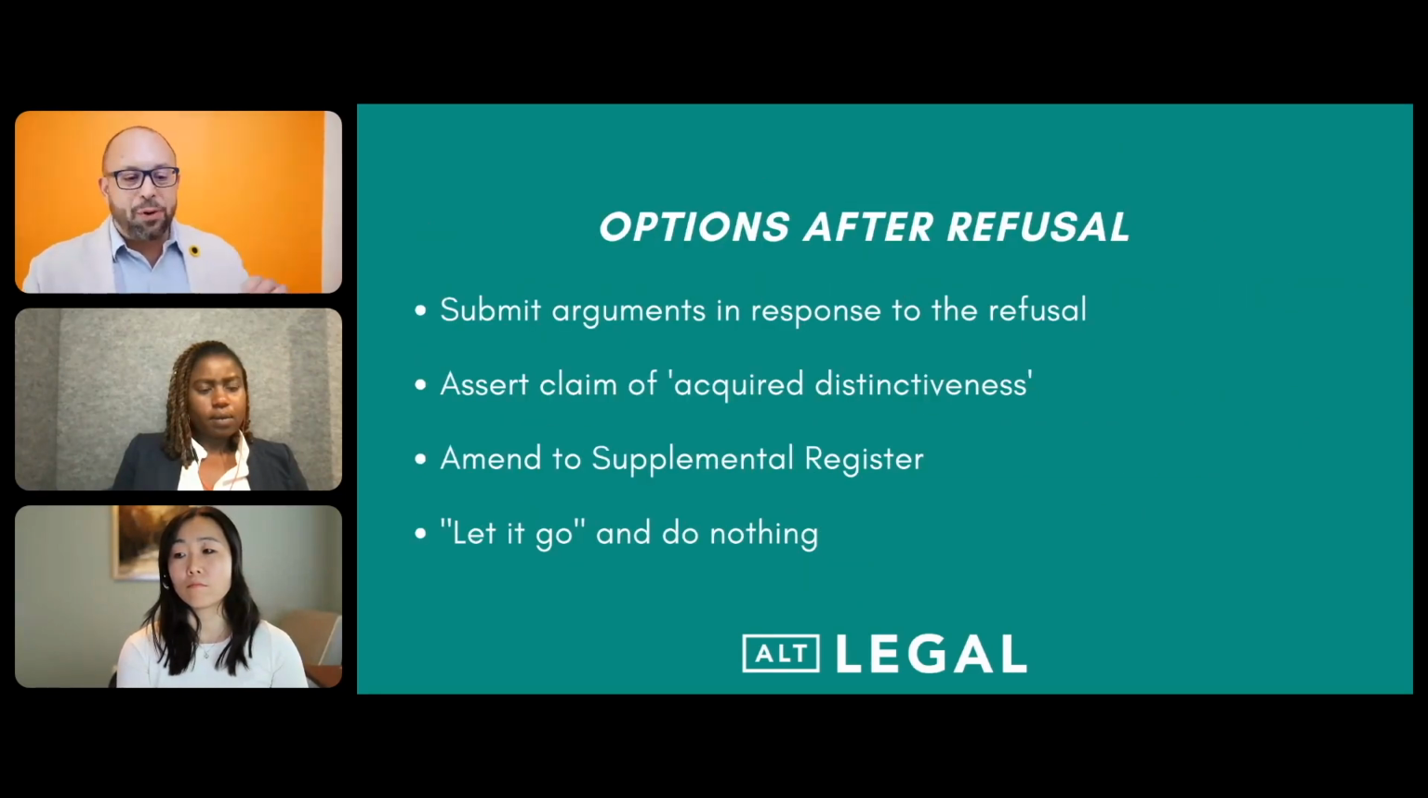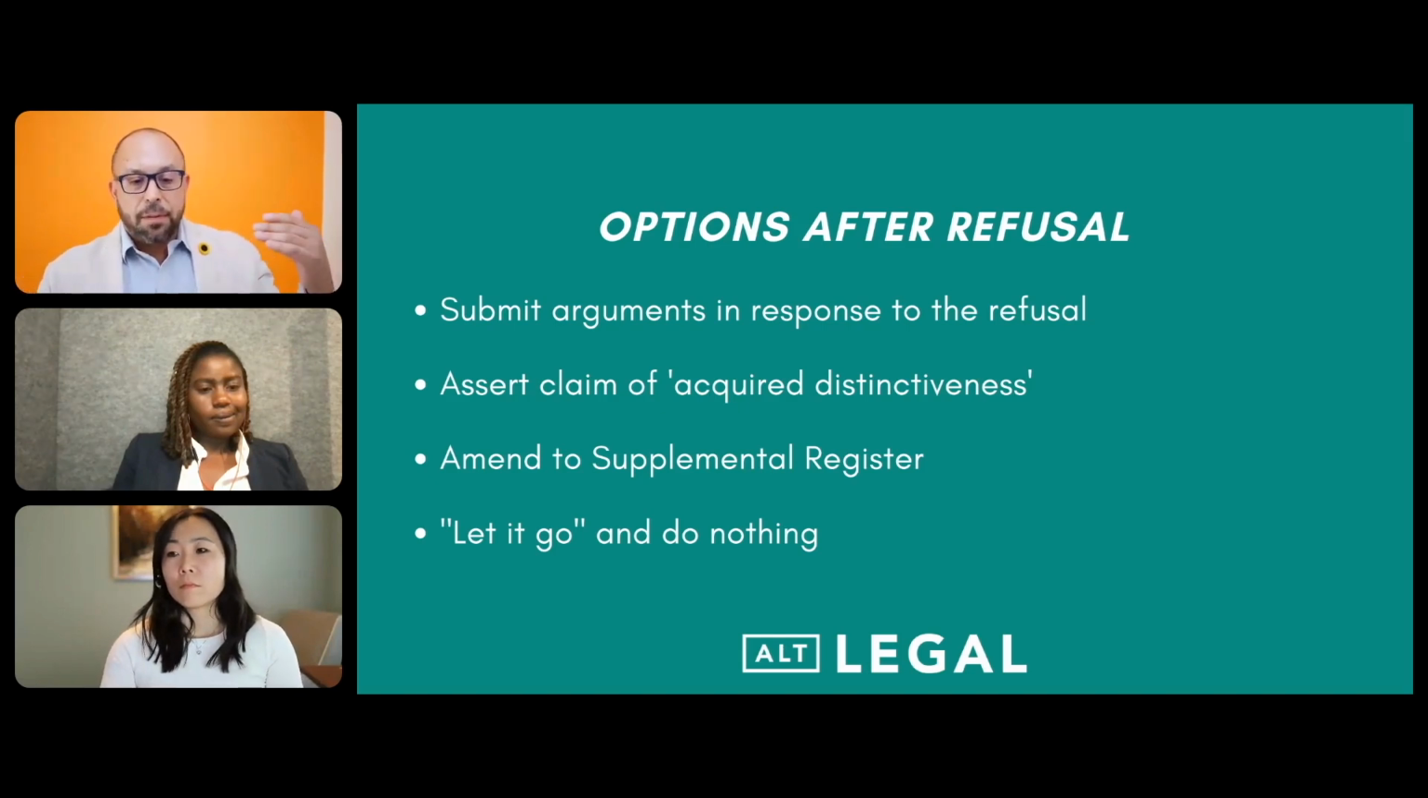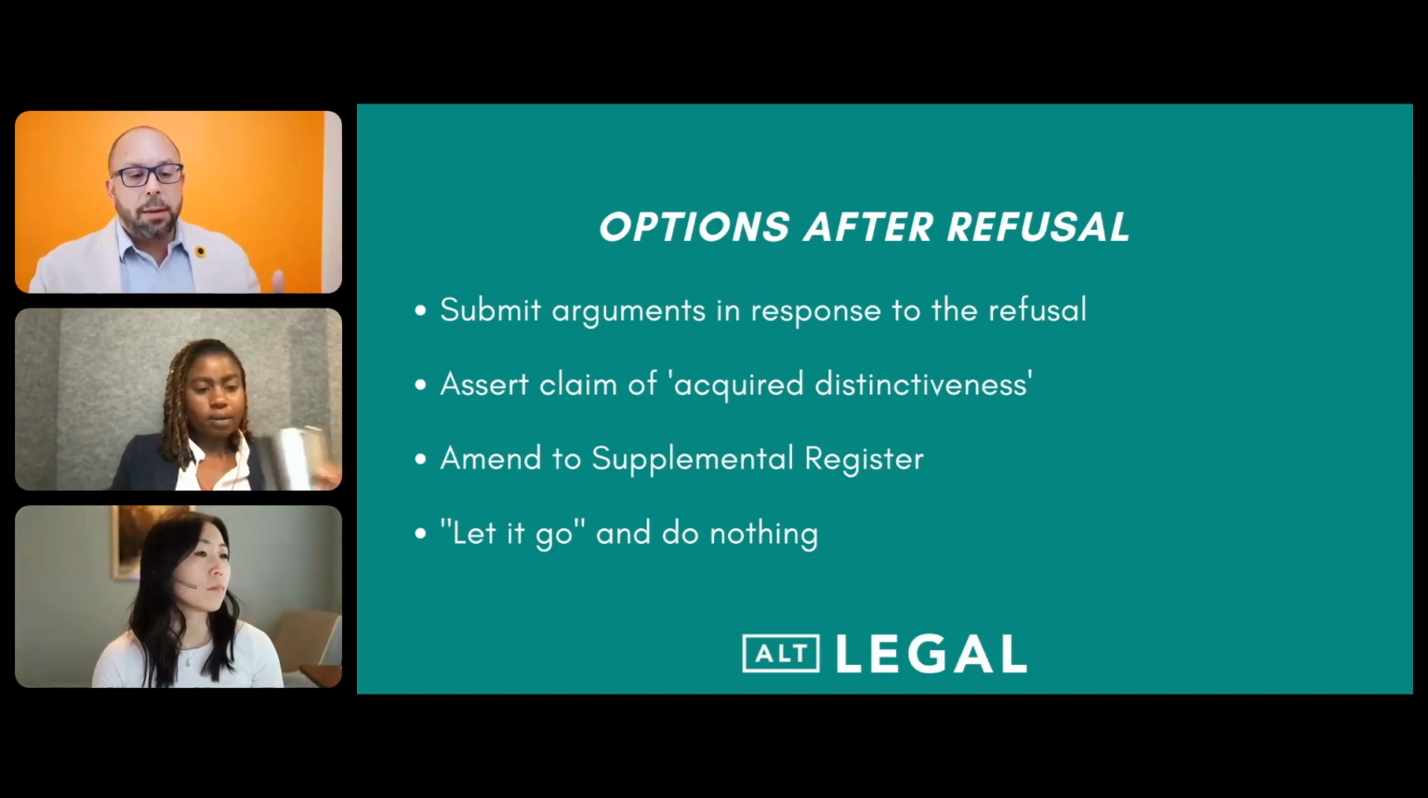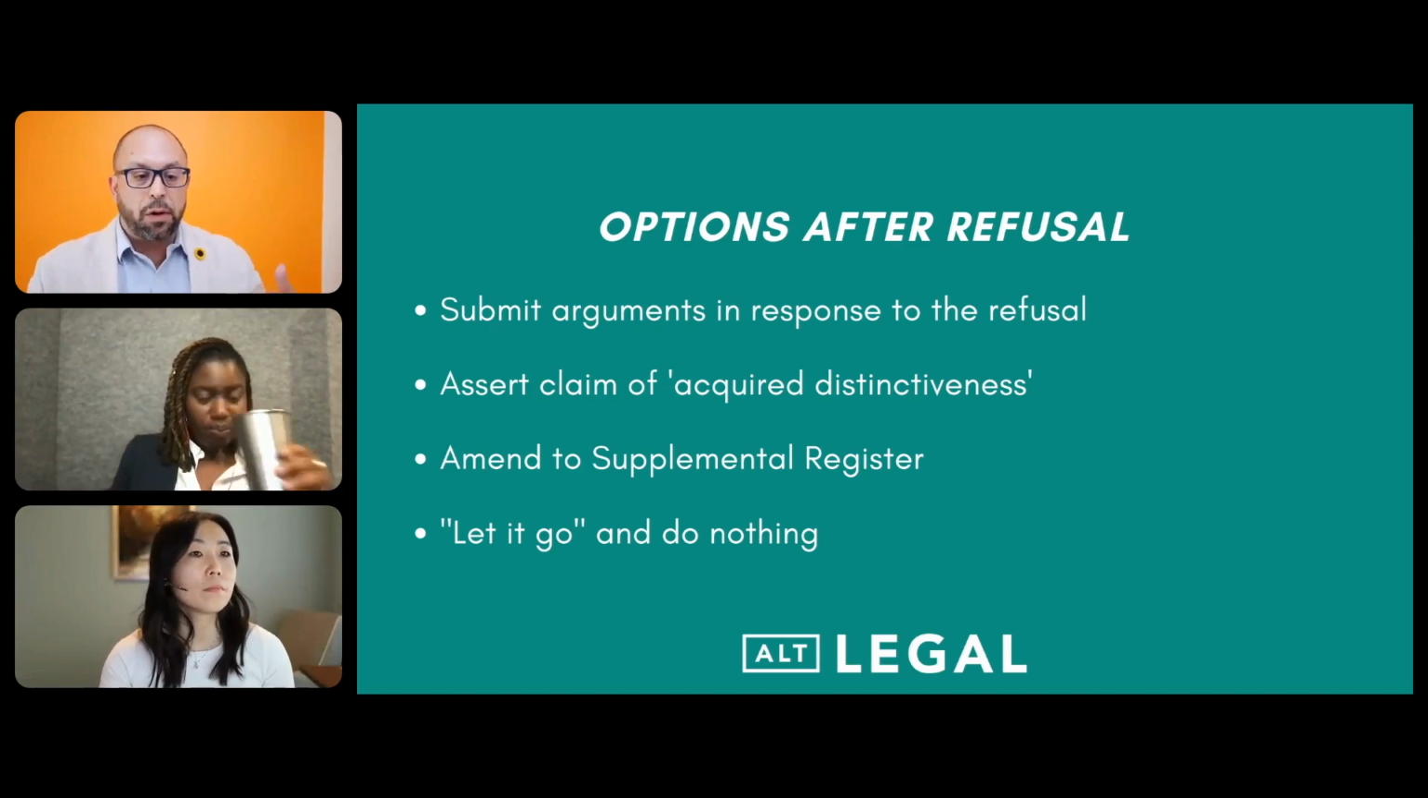Before I start thinking about building a response to argue against a descriptiveness refusal, I want to consider the other options, because sometimes you don't respond. Of course, client goals and consultation are an important part of this as well. But there really are four main options when you get a descriptiveness refusal. One is to argue in response. One is to claim acquired distinctiveness under Section 2(f) to try to overcome the descriptiveness. Sometimes you might try to do that right away. Sometimes you might do that after submitting a substantive response if it fails, as a sort of backup option. We'll come back to that in a moment.